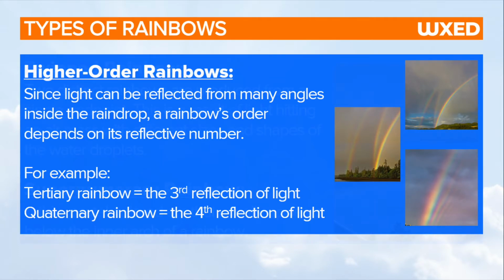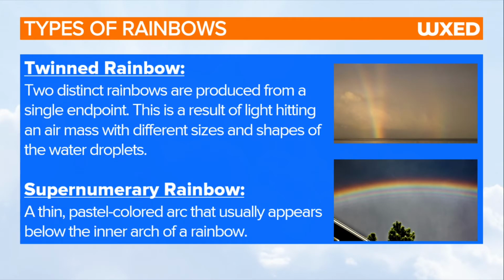Isn't that amazing? Next, we have a twin rainbow. This is when 2 distinct rainbows are produced from a single endpoint. This is a result of light hitting an air mass with different sizes and shapes of the water droplets.